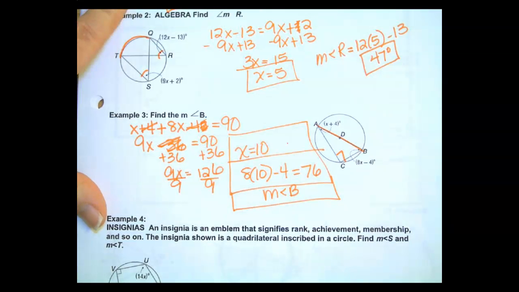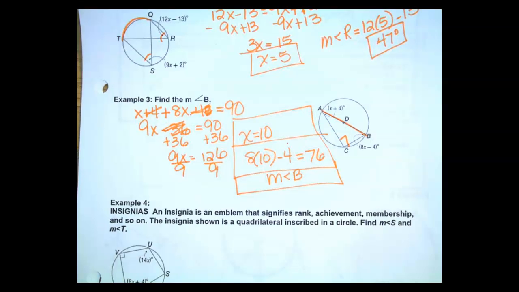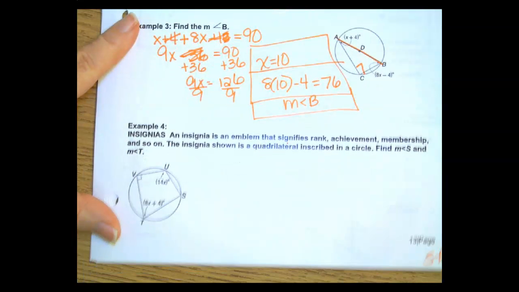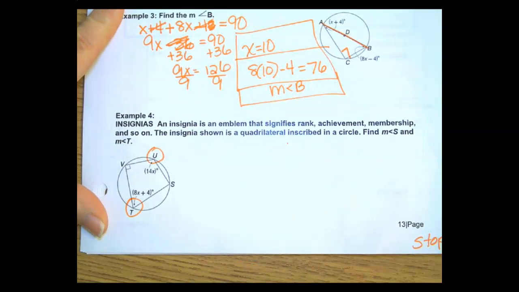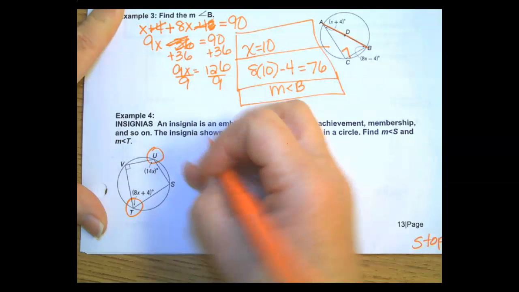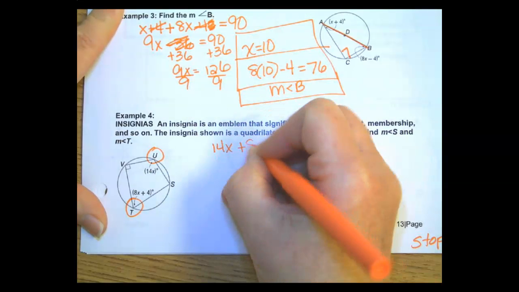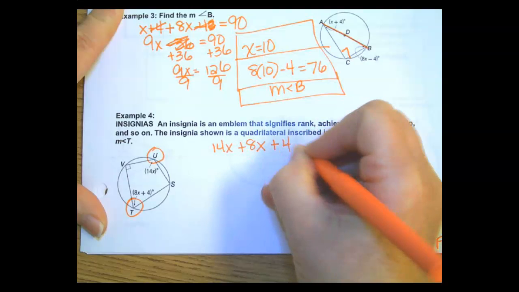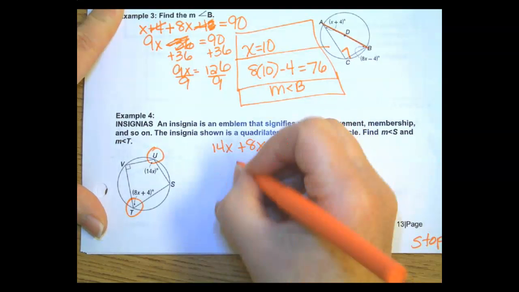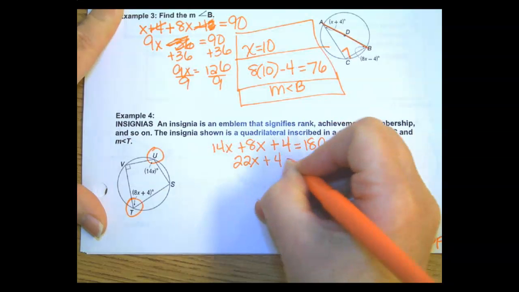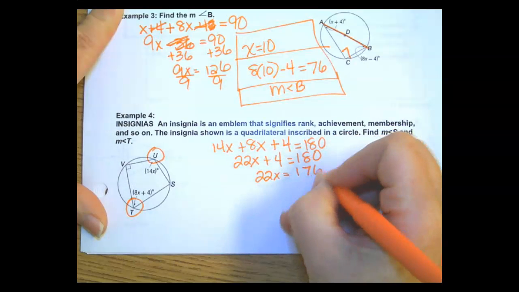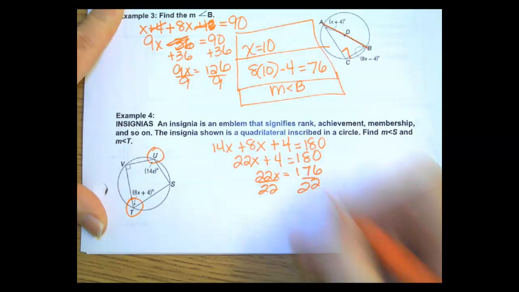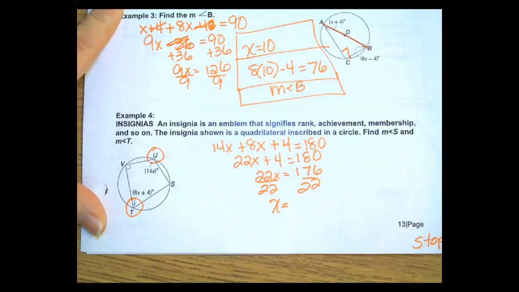All right, Mrs. Spiro, this is twice now. Let's take a look at these two. Hopefully you know that these two together are supplementary. So we'll say 14x plus 8x plus 4 equals 180. Now I'm a little paranoid, I'm not going to do the math right. 22x equals 176, divided by 22, and x equals 8.